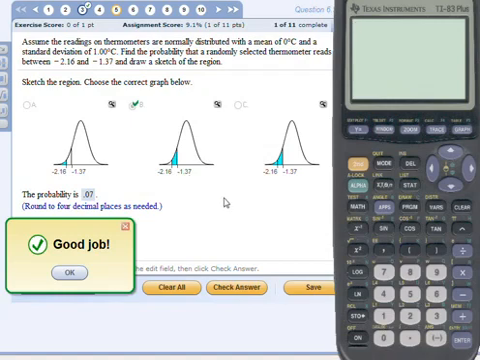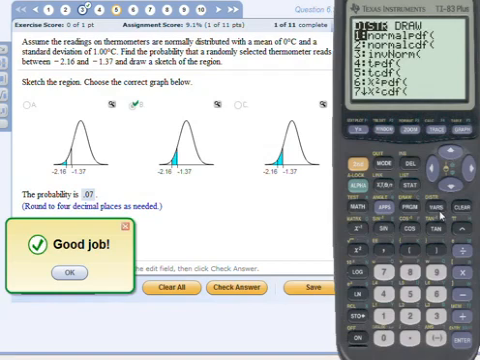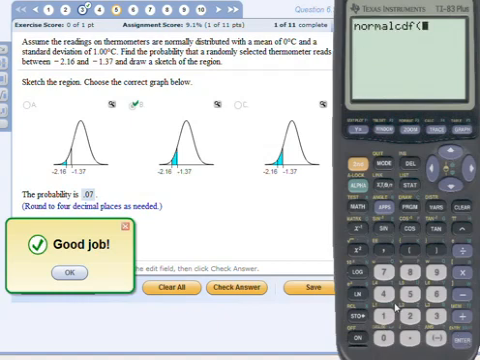As with the other problem, we're going to head on over to distribution land. So second distribution, normal CDF, enter, and we're now filling this thing in. Before, I put in a really small number because I wanted it to run forever and get everything shaded in, and that was the minimum. The minimum in this case is negative 2.16.